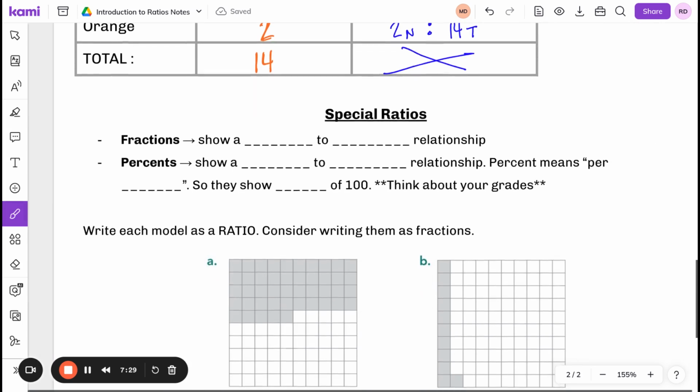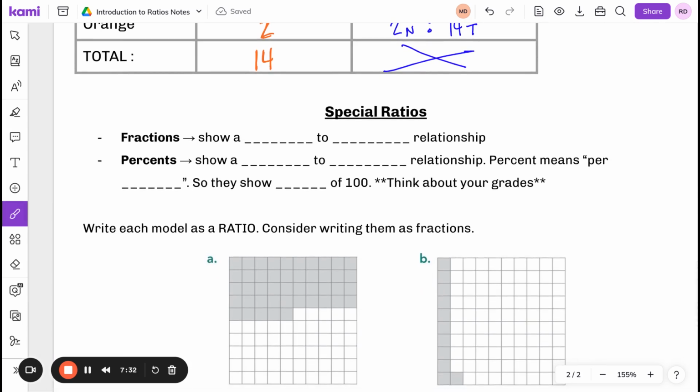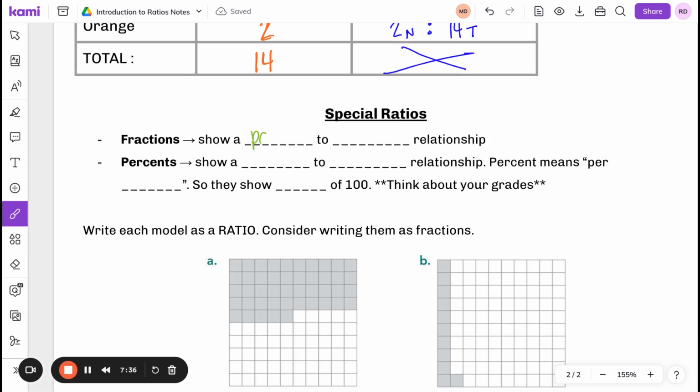The last part are our special ratios. So fractions, which is why we can write a ratio like a fraction, show a part to whole relationship. And then there are percents. So this is where I tell you to think about your grades. Okay, percents also show a part to whole relationship. Percent means per 100. So they show a part of 100.